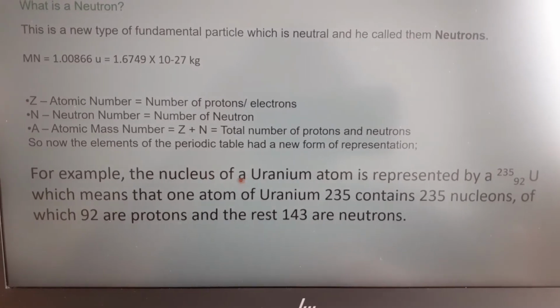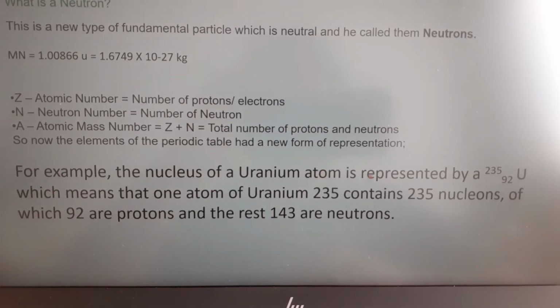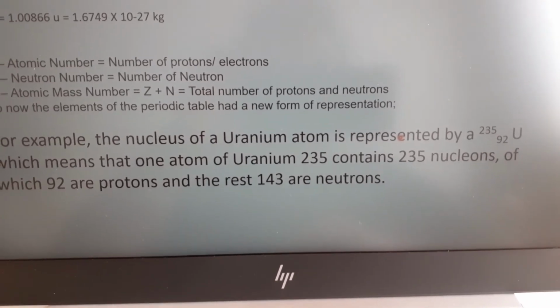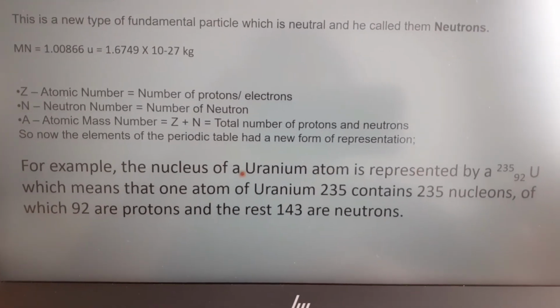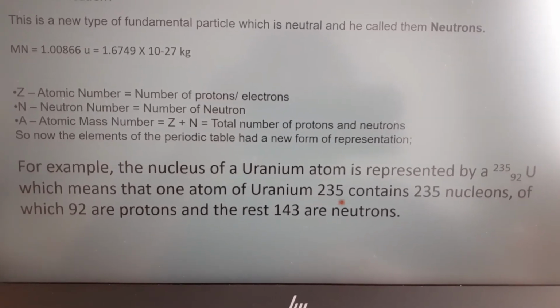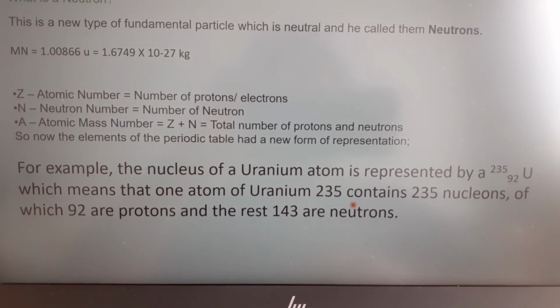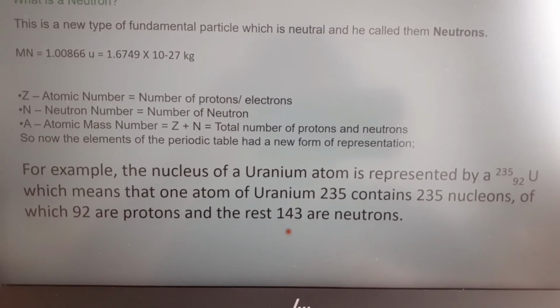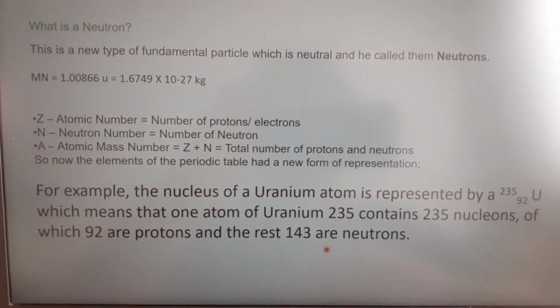For example, the nucleus of a uranium atom is represented by uranium-235 with atomic number 92, which means that one uranium atom consists of 235 nucleons, which is 92 protons, and the remaining 143 are neutrons.